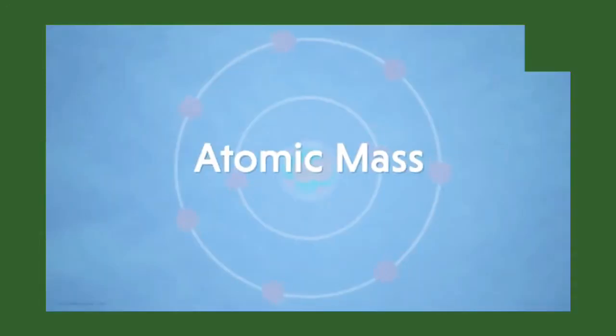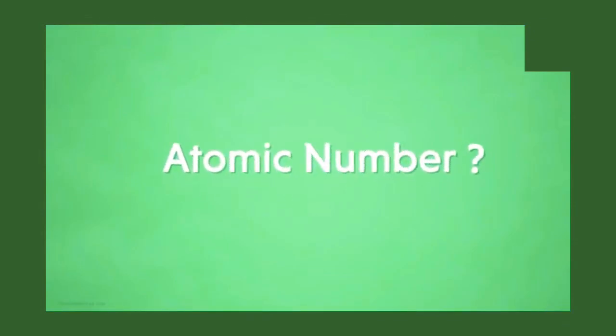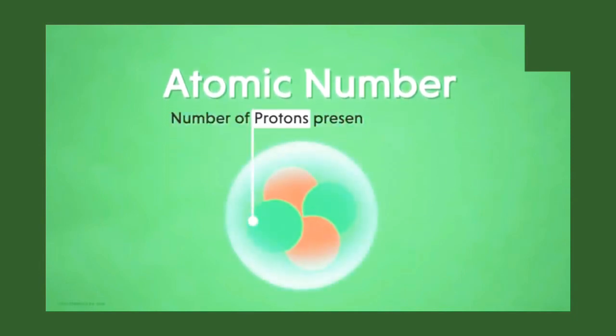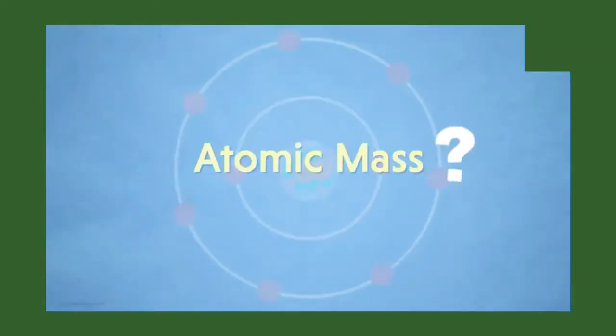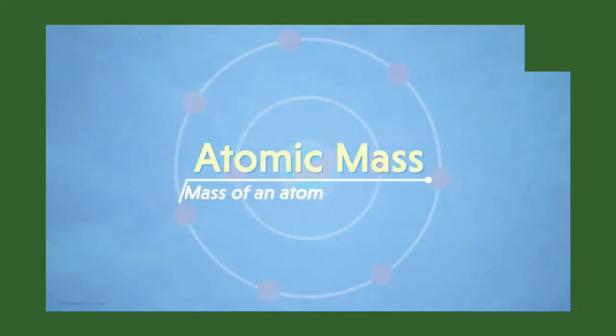Now let's understand atomic mass in detail. Before that, can you tell me what exactly the concept of atomic number is? Can you define it once for me? Yes, it's simply the number of protons present inside the nucleus of an atom. Now on similar lines, can you tell me what atomic mass could be? Yes, it simply means the mass of an atom. But how does it get determined?